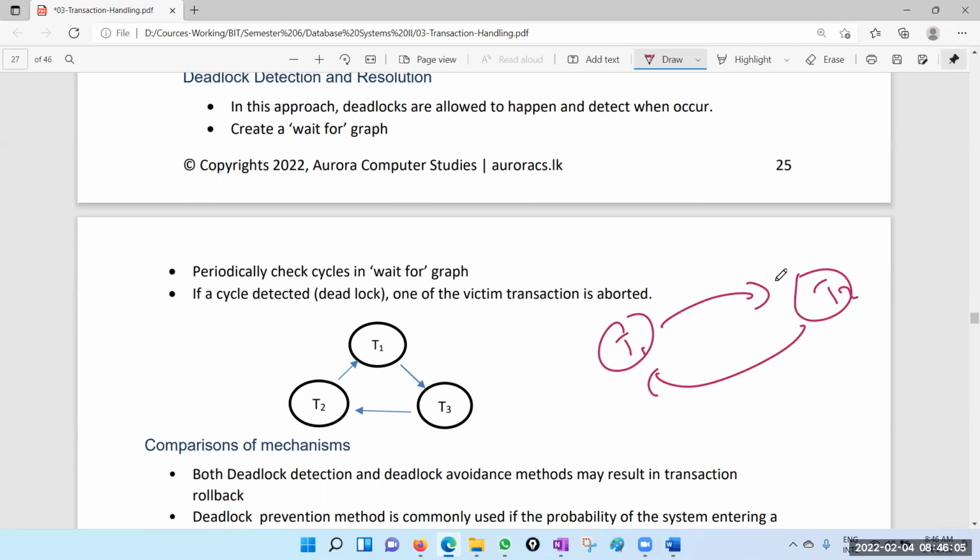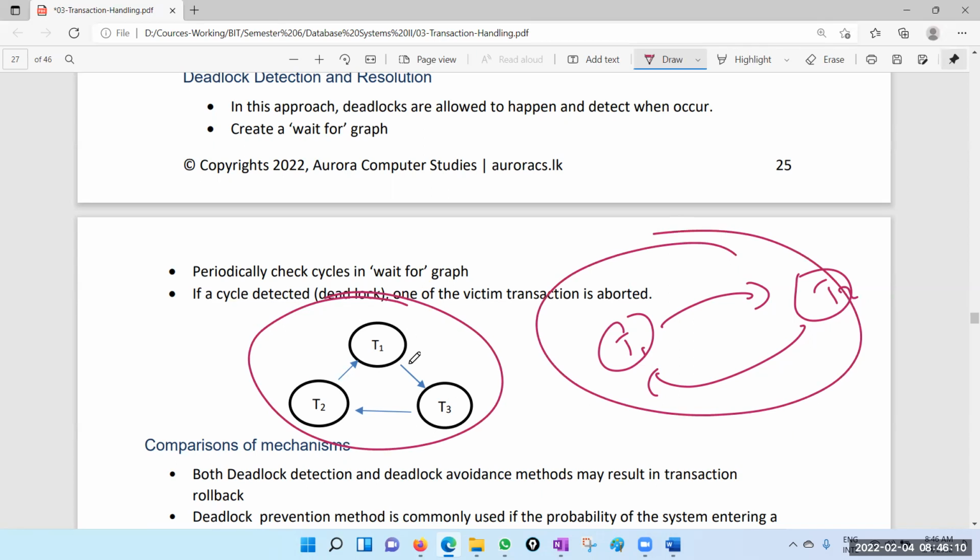So it will check for these things periodically, and if it detects this kind of situation, it will pick one of the transactions and roll it back. Then, of course, the issue is resolved. Now at least the other transactions can succeed. Then, of course, the transaction that the DBMS decided to roll back has to be redone, because that transaction must be done. So when the others succeed, you redo the transaction that you rolled back.